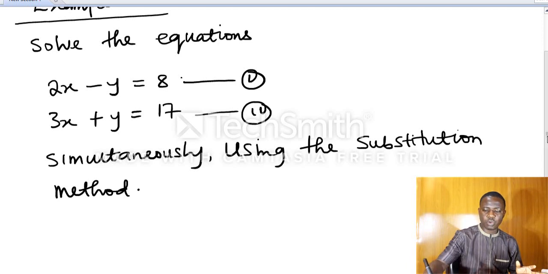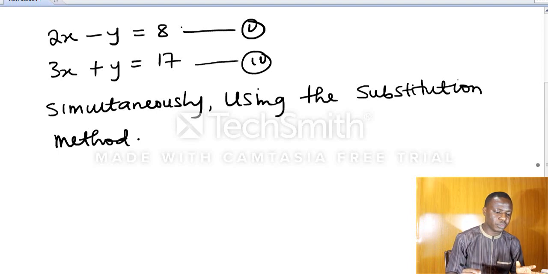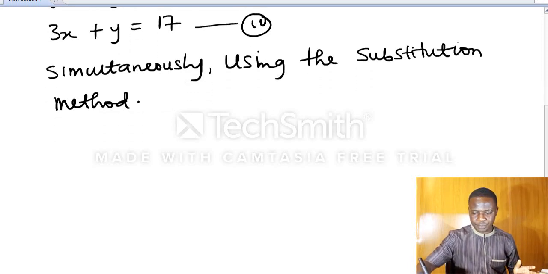Now in the substitution method, what are the procedures? Since you have two equations, the substitution method says you make either x or y the subject of the formula in either equation 1 or equation 2. Substitute such value into the other equation and simplify. That becomes a linear equation of one variable. When you solve it, you find the value of y, and you resubstitute it to get your value of x. This is what I mean.